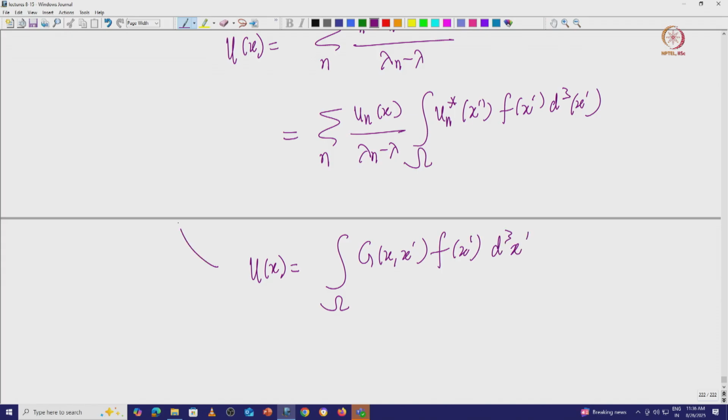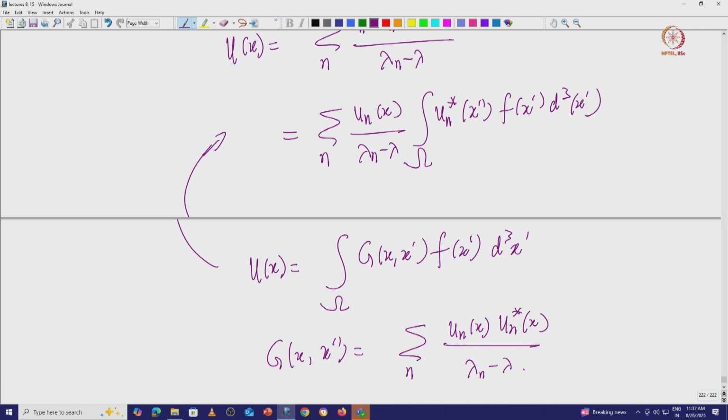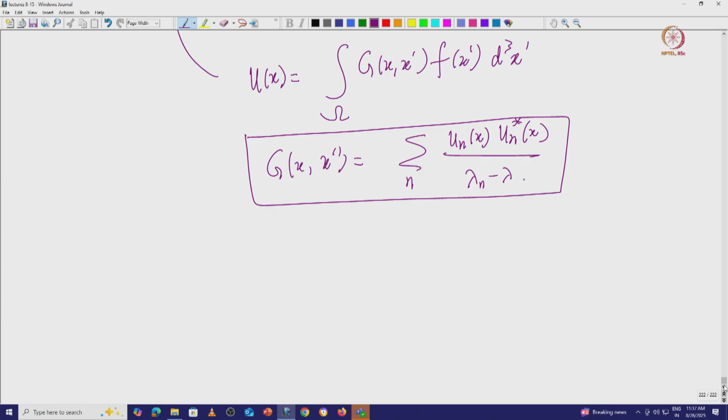Now, equating these two, you get g of x x prime is equal to the sum over n of un of x un star of x prime by lambda n minus lambda. So, the sum over all solutions of the differential operator is the Green's function.